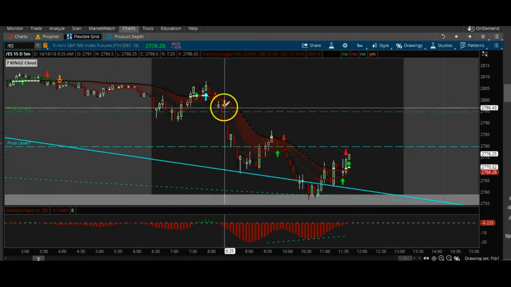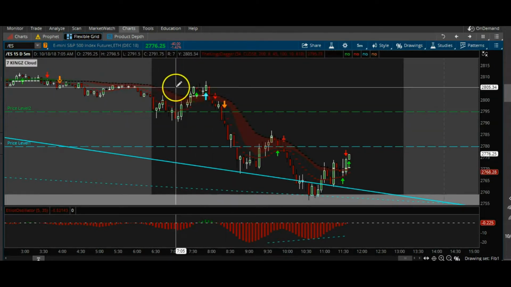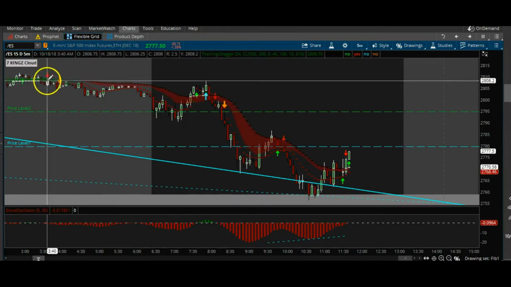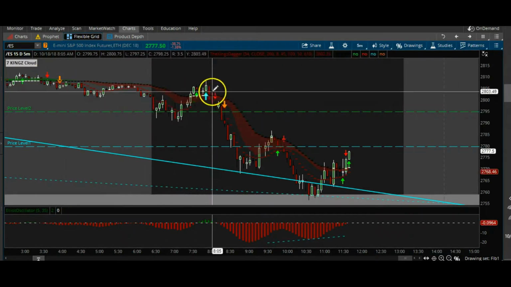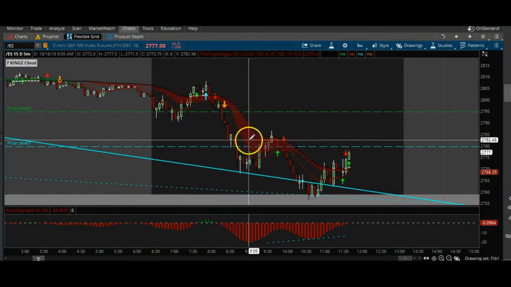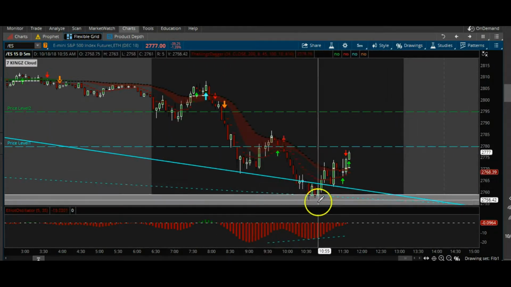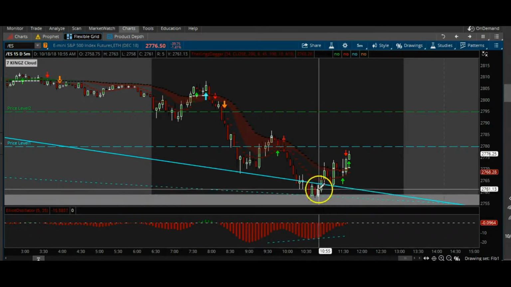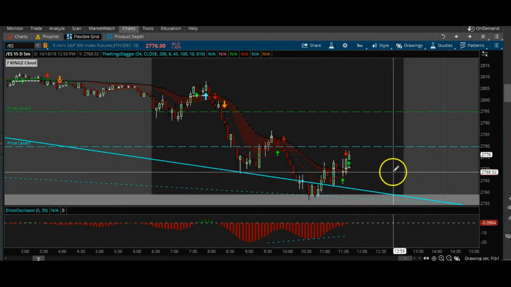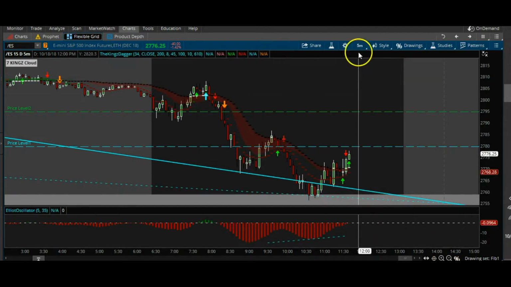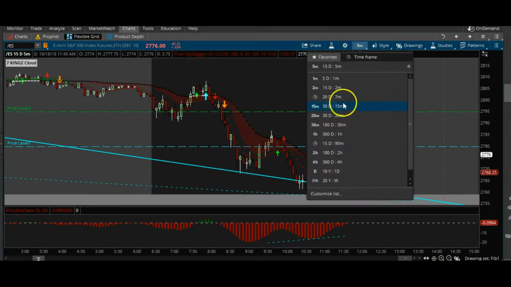While we're waiting, I just wanted to go over a couple of signals. As you can see, our cloud would have gotten us in earlier in the morning in a nice move coming down, and that would have taken us to the bottom of this bat formation that we have right here. Again, let me go back to the 30-minute chart.